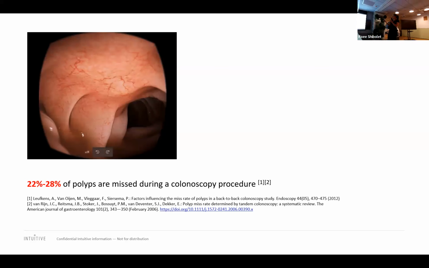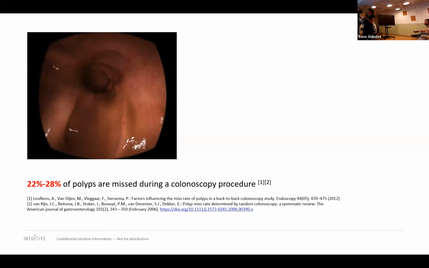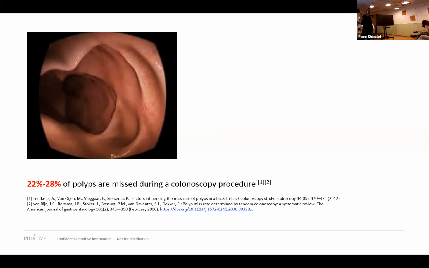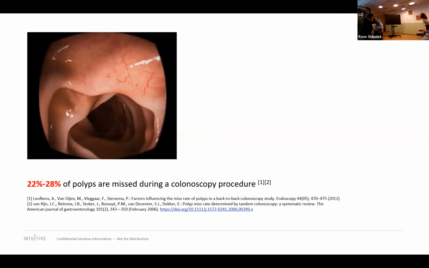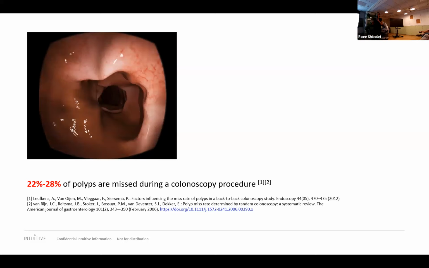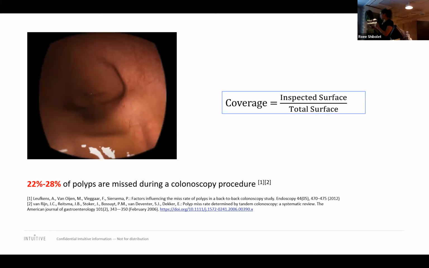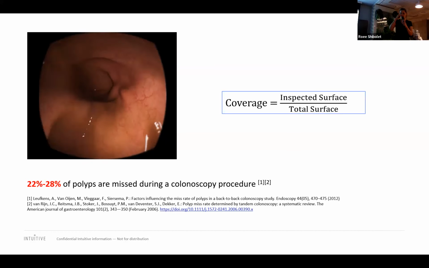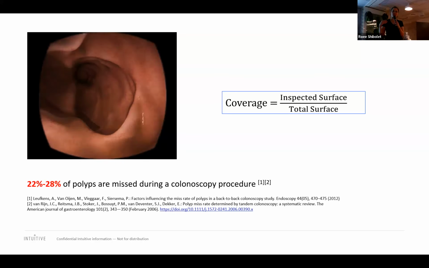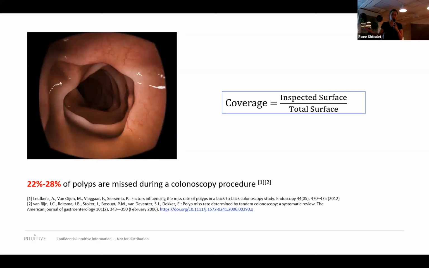If you look at it like this, it's sometimes difficult to estimate how much is missed. Sometimes there is a region that might look hidden, but it's not really clear if you inspected it in the past or not. What we want to do is to be able to quantify and measure how much of the inner surface of the colon is inspected during the colonoscopy. So we define the coverage as the percentage of surface that was inspected during the procedure. 100% coverage means that the entire colon was covered.